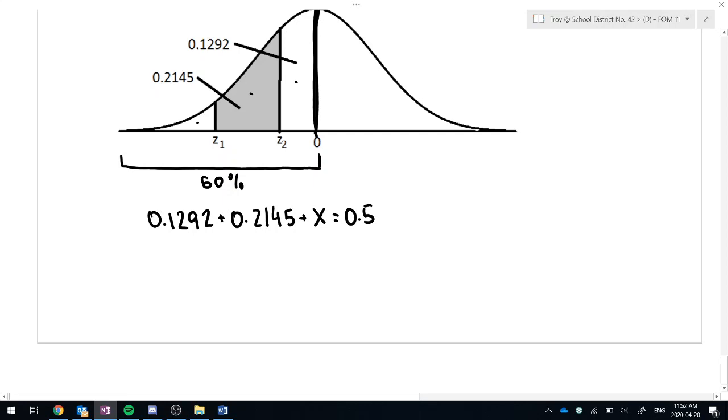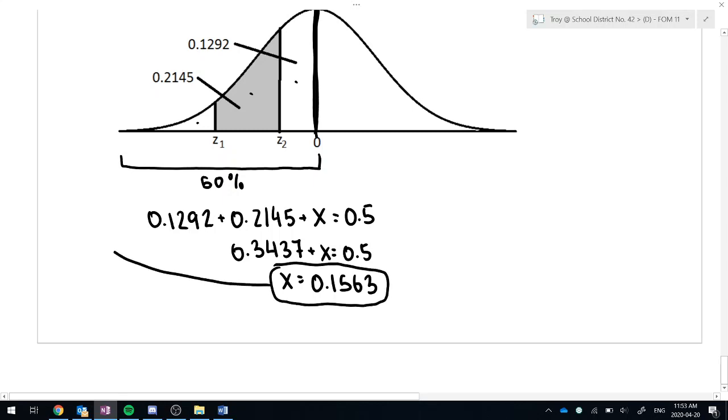Okay. So what I'll do is I'll do 0.1292 plus 0.2145. That gives me 0.3437, which means x has to equal 0.1563. Okay, so we know that this area is equal to that.